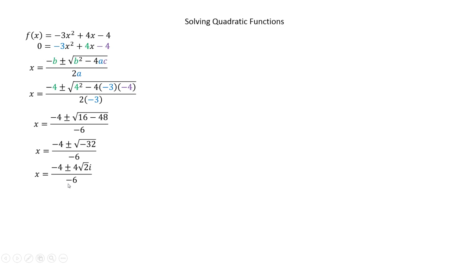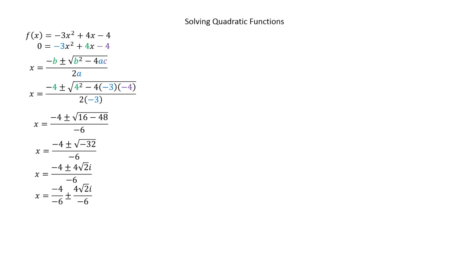-4 over 6, -6, plus or minus 4 over 6 root 2i. The negative in the denominator of the second one really doesn't make a difference because all it's going to do is change the sign. The plus or minus means that we have both of the signs anyway, so that negative is meaningless. But in the first one, -4 over -6, well, negative over negative is positive. 4 over 6 is 2/3, plus or minus.